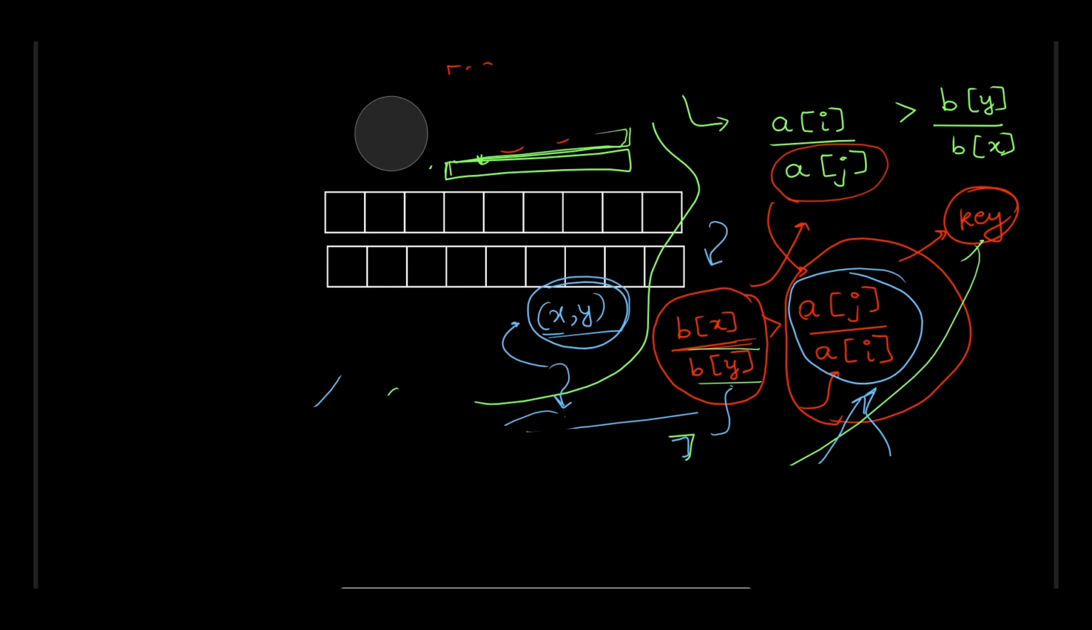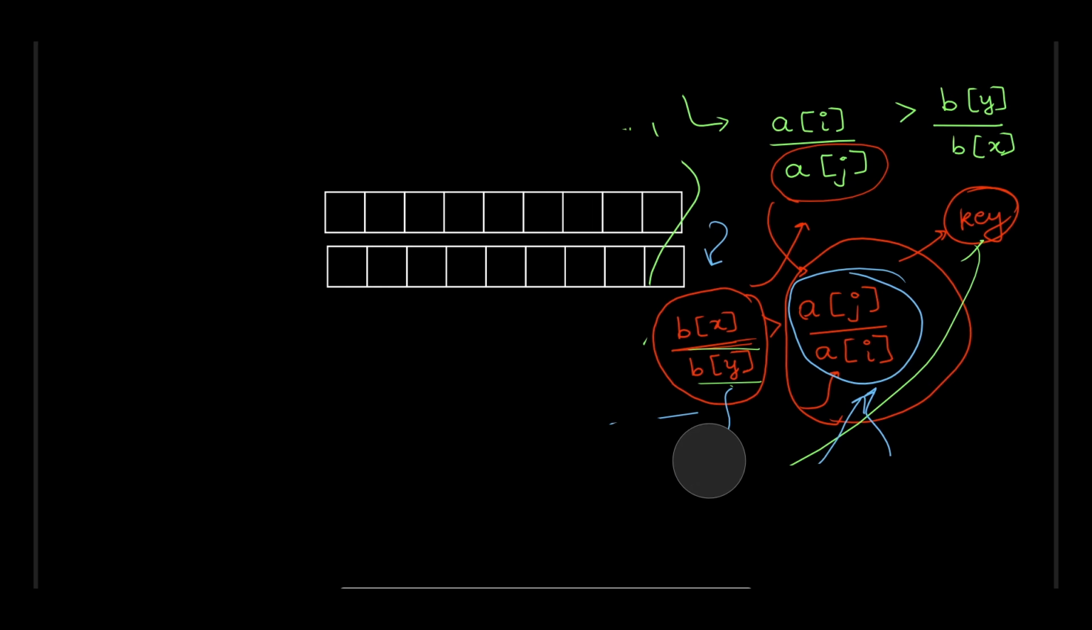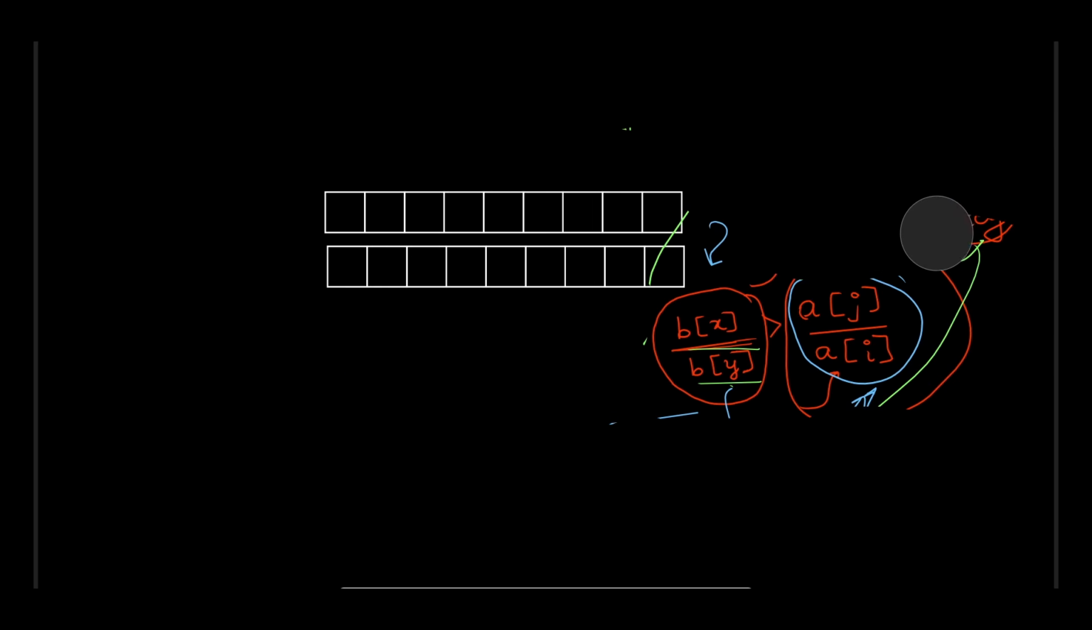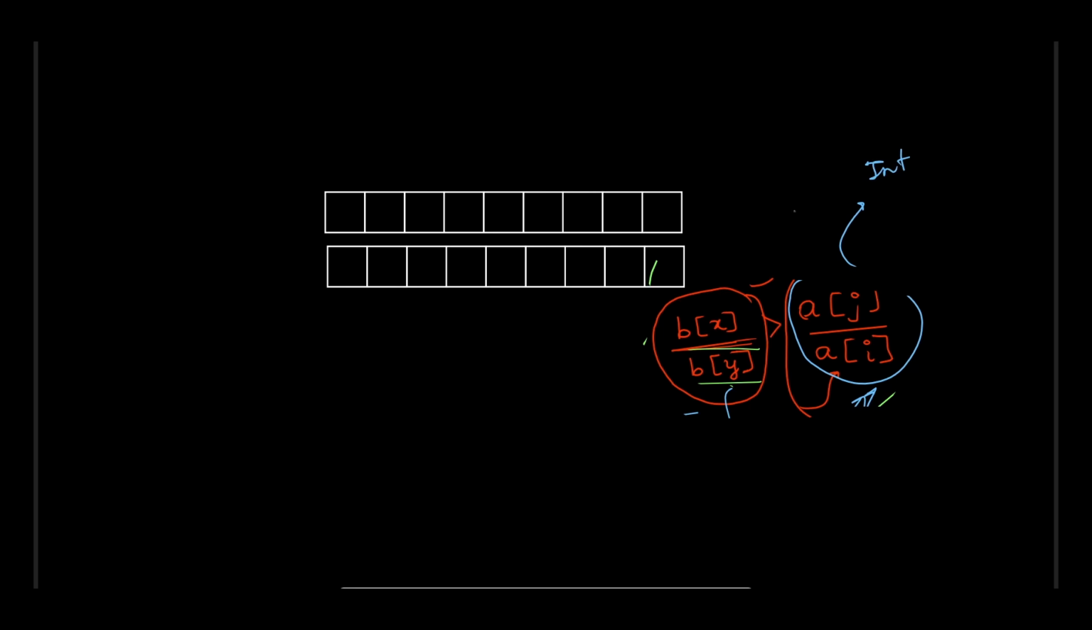The only last hurdle is that notice that ax upon ay is not really an integer, right? This ratio is not an integer, and this is also not an integer. If it is not an integer, then doing binary search on doubles and long doubles is very risky, because you will have a lot of precision errors. Because if a i is, let's say, 5, then this will directly convert to 0, which is not good.